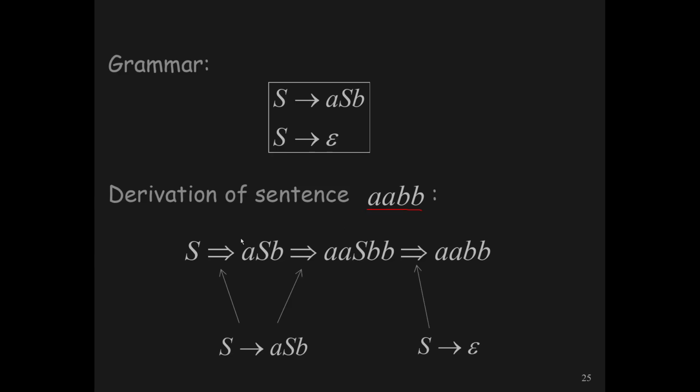Then AABB, same idea. First, we used S generates ASB, and then this S generated ASB again. So we have the A and B from the first application of the production, and then you have the ASB from the second part, and then the new S was then used to generate empty.